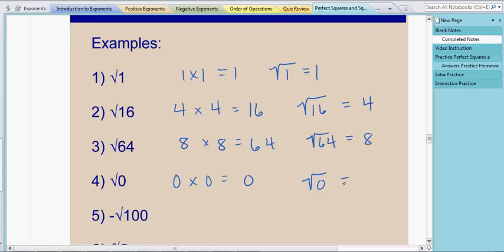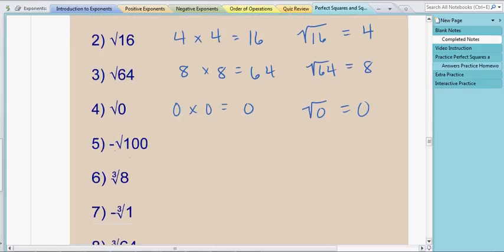What about the opposite of the square root of 100? So that's what this means in number 5. The opposite of the square root of 100. Well, the square root of 100 is 10, right? 10 times 10 is 100. The opposite of 10 is just negative 10. Number 6, the cube root of 8. So what number times itself 3 times is going to equal 8? If you said 2, you are correct.